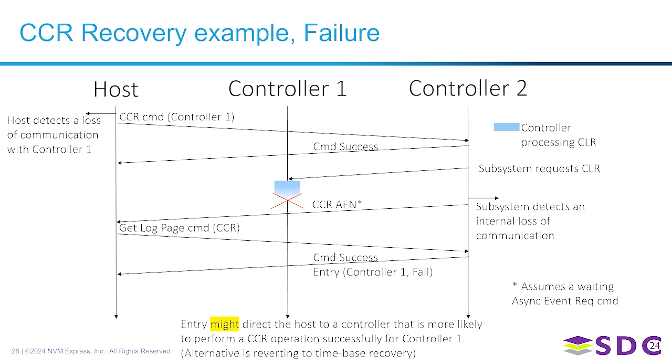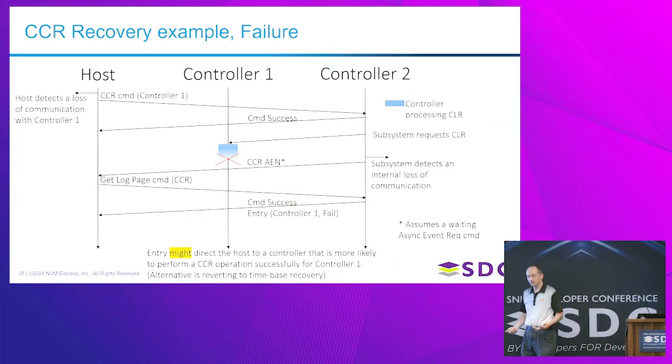Now, it can contain some information in there about another controller that the host can use to try cross-controller reset, or maybe that the controller should just retry again. Maybe just not with me. And when it does that, then there's still a possibility that cross-controller reset can succeed just down one of the other paths. The alternative is that if this doesn't work, then you're back to time-based recovery.